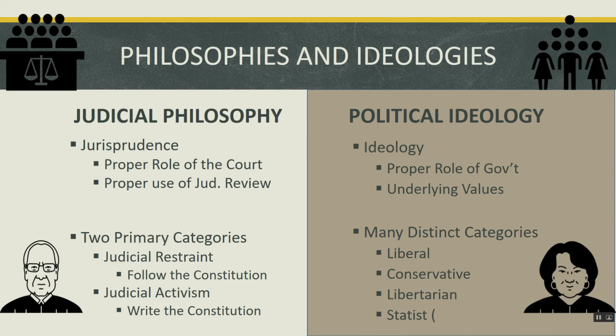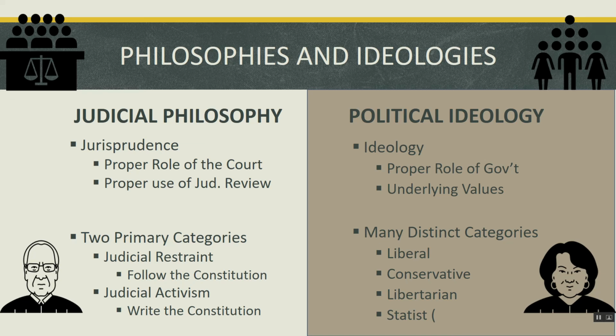So here's what I want you to write down first and foremost. There are 2 primary factors which help to explain how a particular justice will rule in any given case. These factors are that justice's judicial philosophy or jurisprudence on the one hand, and that justice's political ideology on the other hand. A political ideology is a set of general beliefs about the proper role of government as a whole.